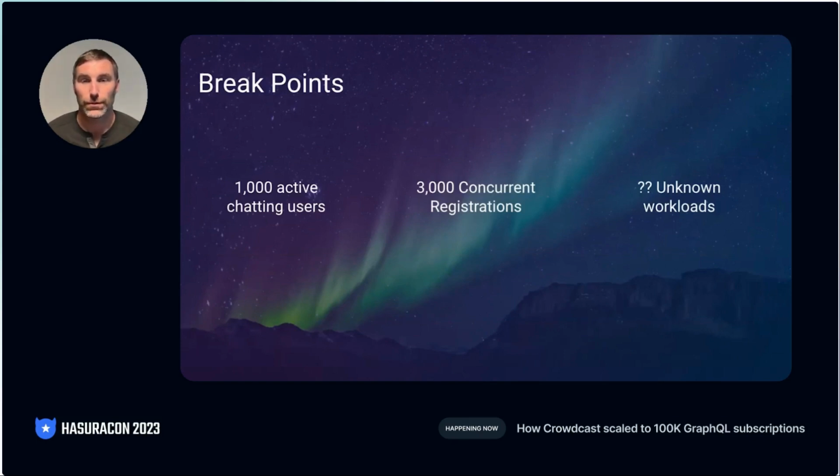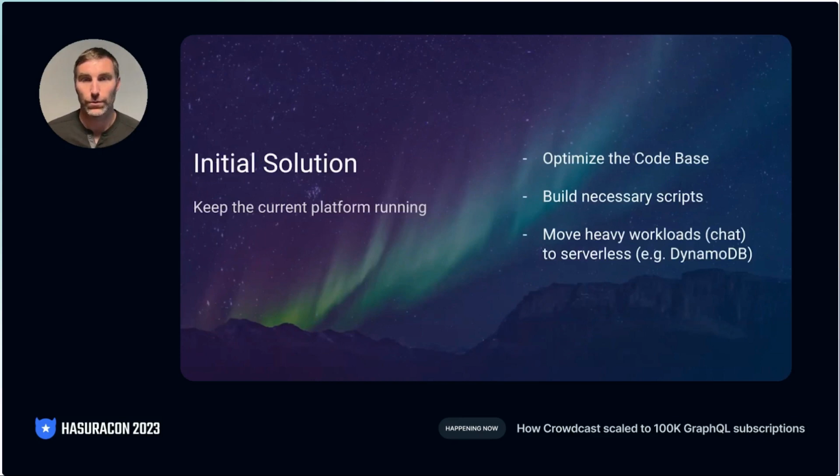In terms of specific breaking points, more around 1,000 people chatting all at once really caused us stress at the platform as well. 3,000 people trying to register all caused issues on the platform. And then we had all kinds of other issues breaking. The scale just highlighted weak points of the code. And so these are the things that were an issue for us.